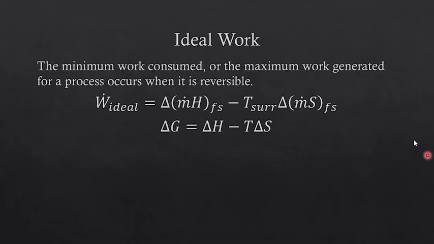This does look like the equation for the determination of Gibbs free energy of a system. After all, the change in Gibbs free energy is the maximum amount of useful work that can be extracted from a process, much like the ideal work.